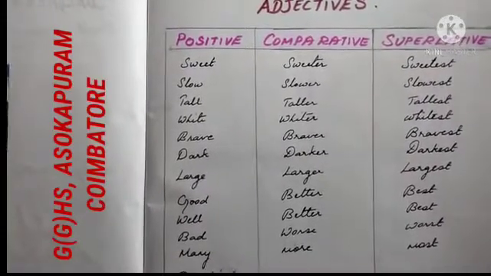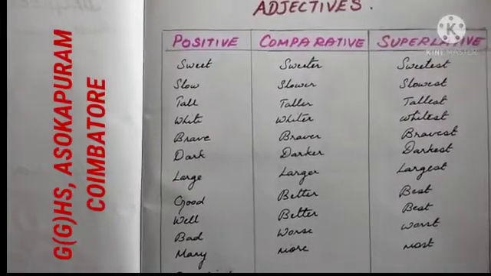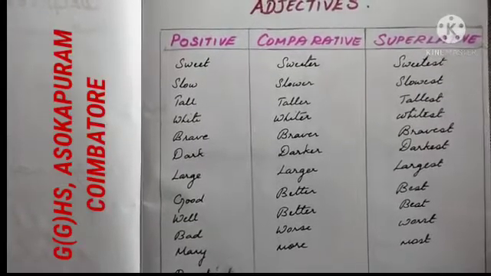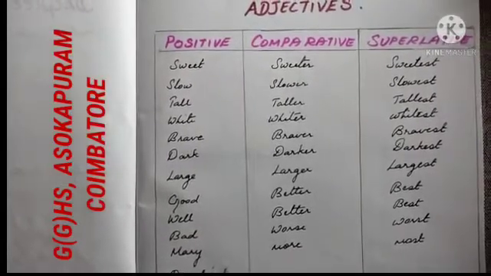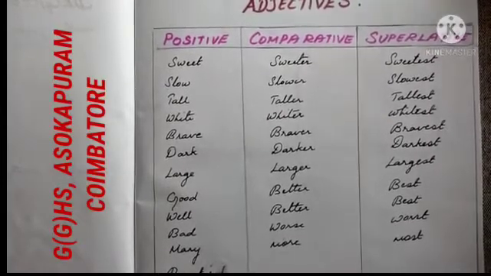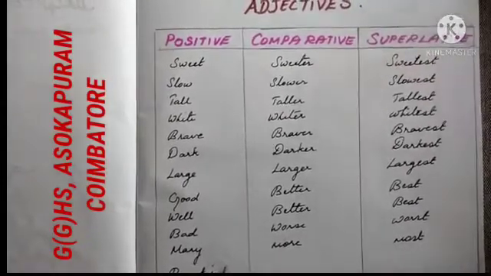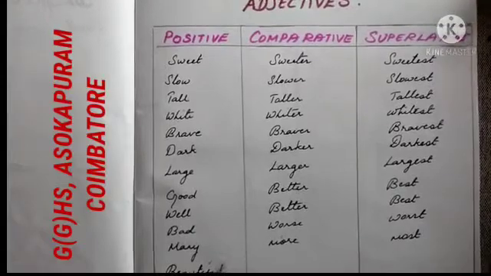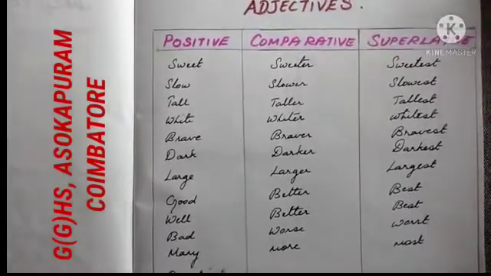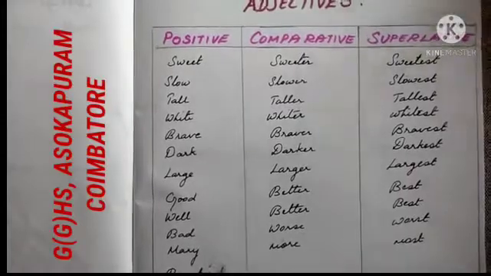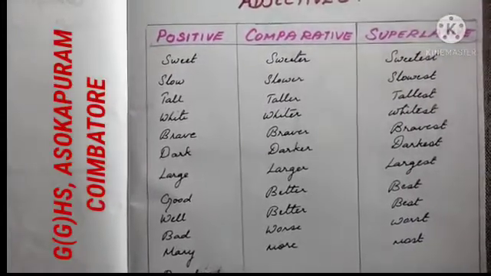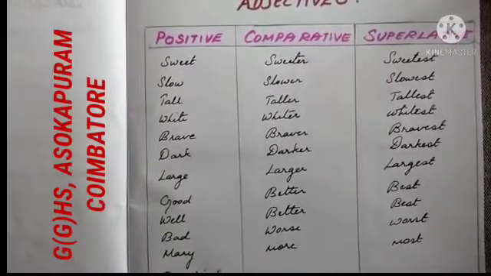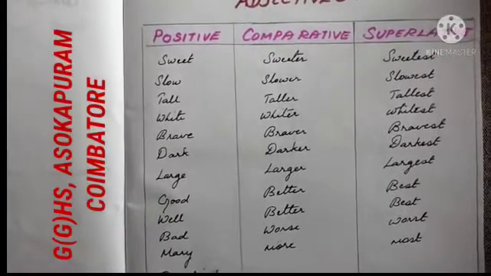I have given you a few examples of adjectives to show you how they change from positive to comparative and to superlative. For example, when you get sweet in positive degree, it will be changed to sweeter. You are adding er to the adjective. Then when you transform the same sentence to superlative, you will be adding est to the adjective. Slow is changed to slower. In superlative, it is slowest. Tall, taller, tallest. White, whiter, whitest. Brave, braver, bravest. Dark, darker, darkest. Large, larger, largest.